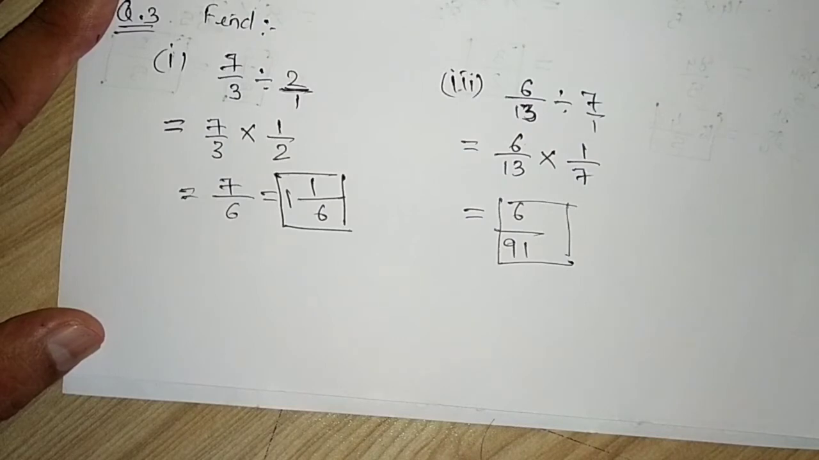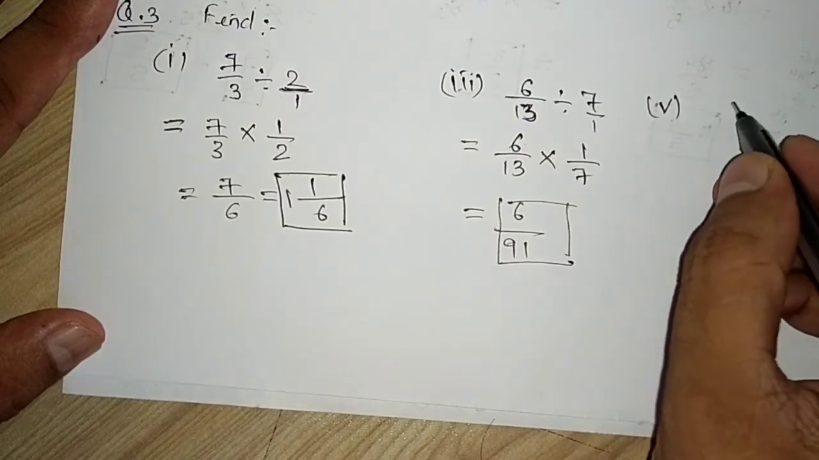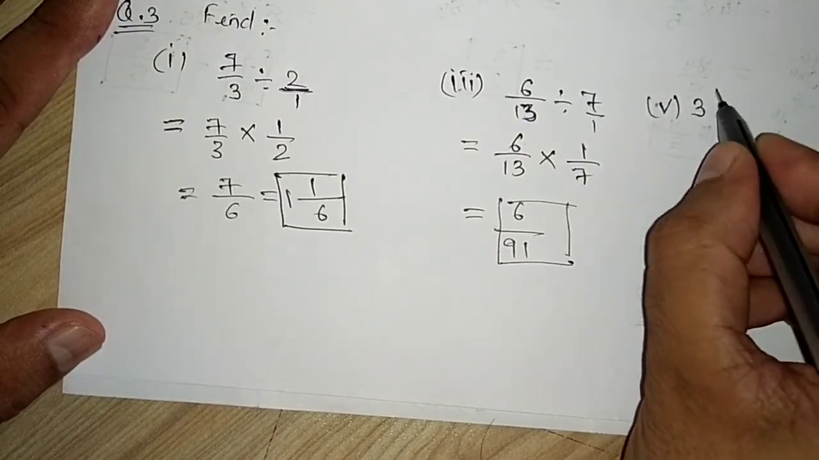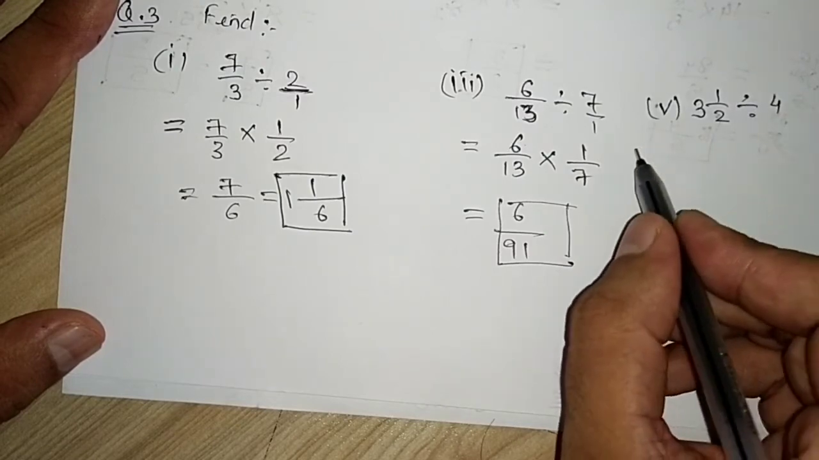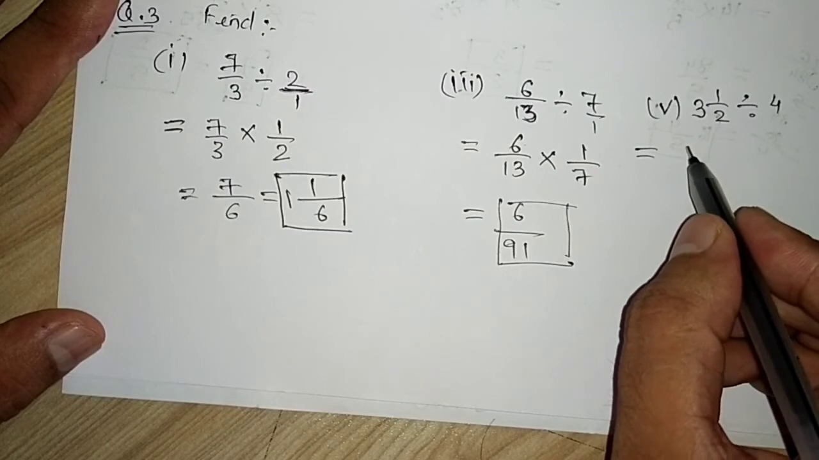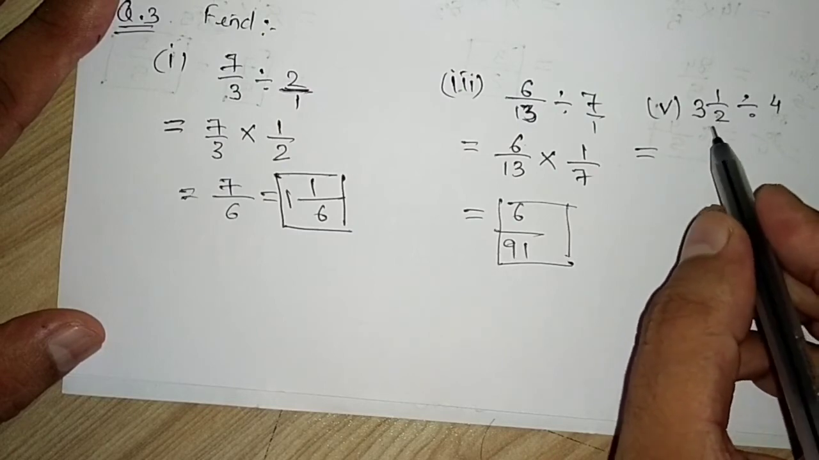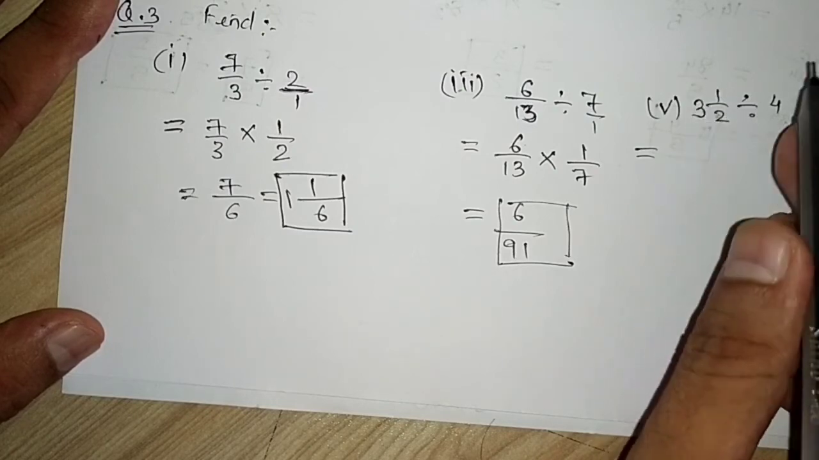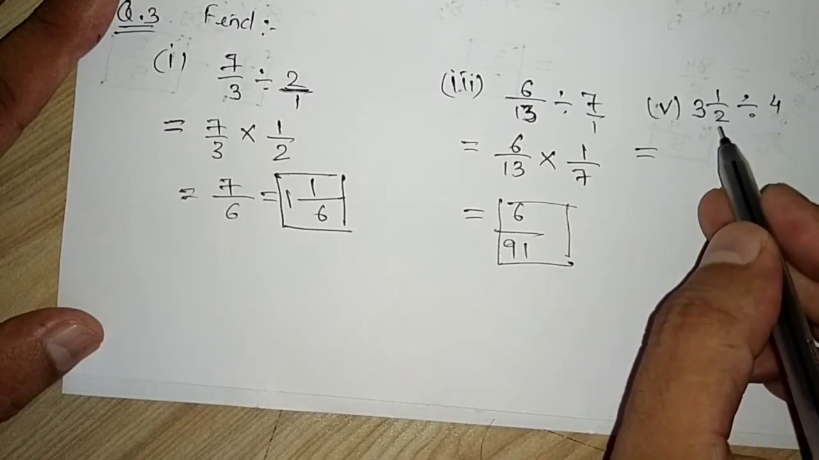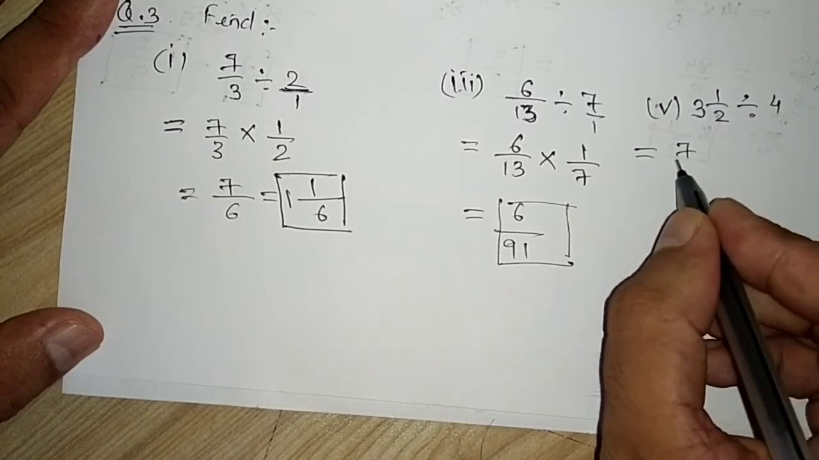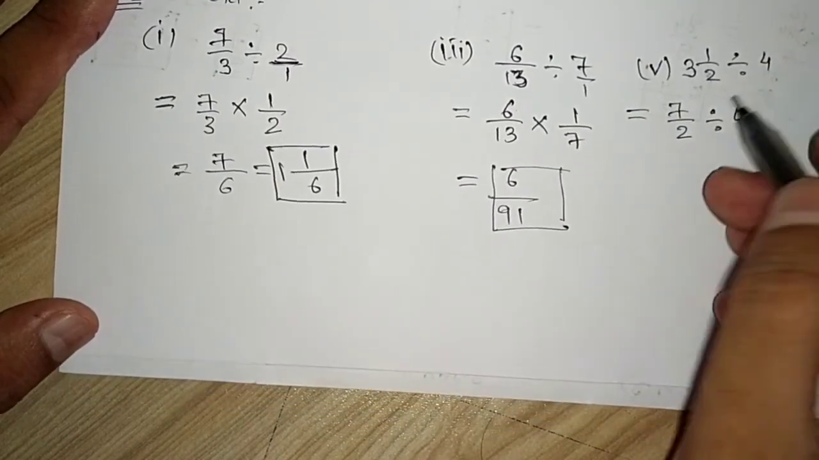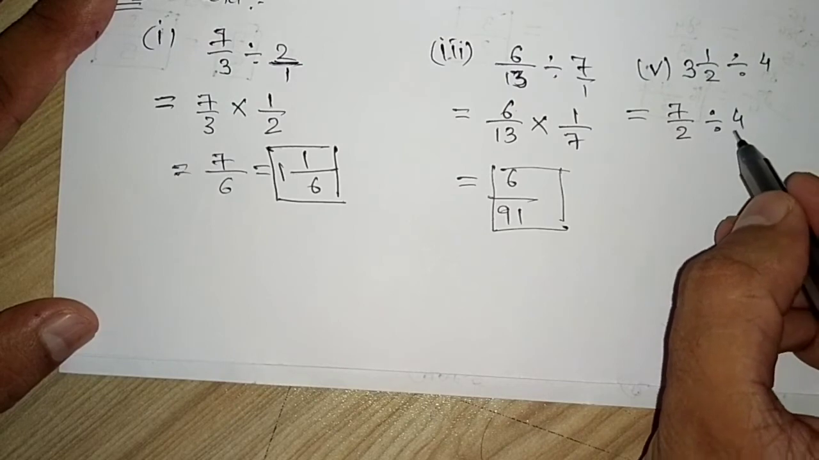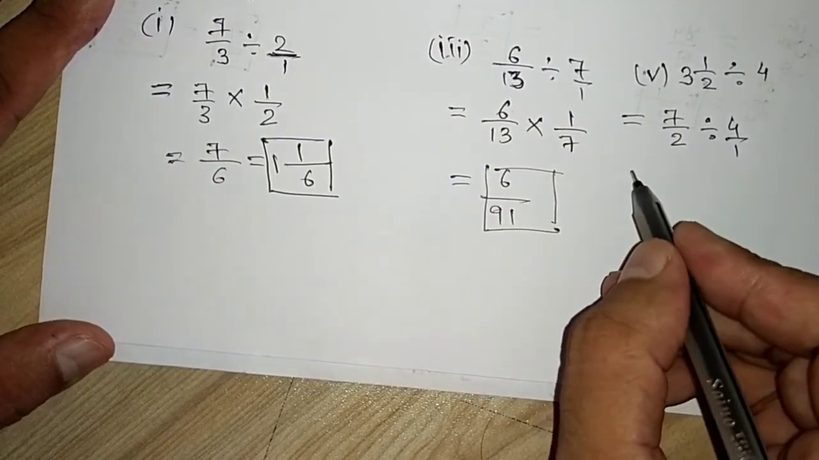Now moving to the fifth number. Fifth part says 3 integer 1 by 2 divided by 4, which is a mixed fraction, so we will first convert it into an improper fraction and then divide. 2 3s are 6 plus 1, 7 by 2 whole divided by 4. So it became a fraction divided by a whole number, and the whole number can be written as 4 by 1.